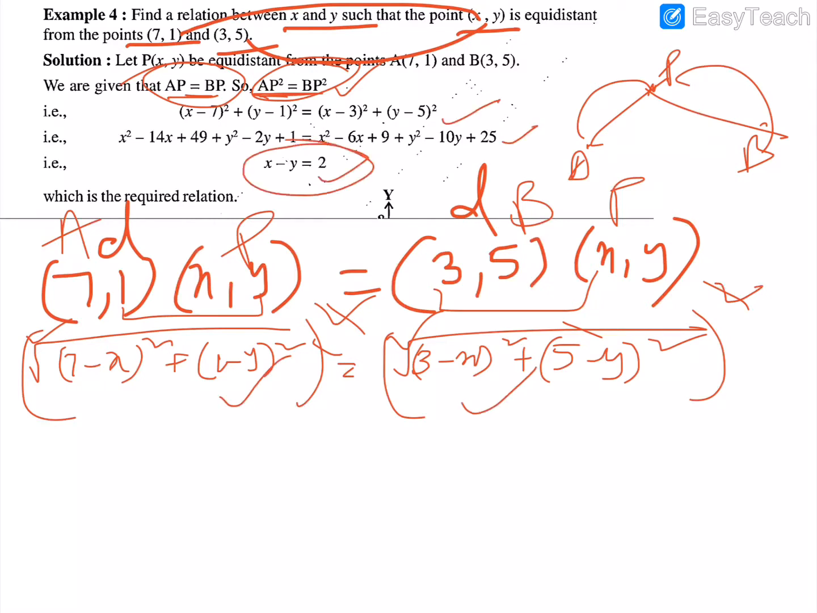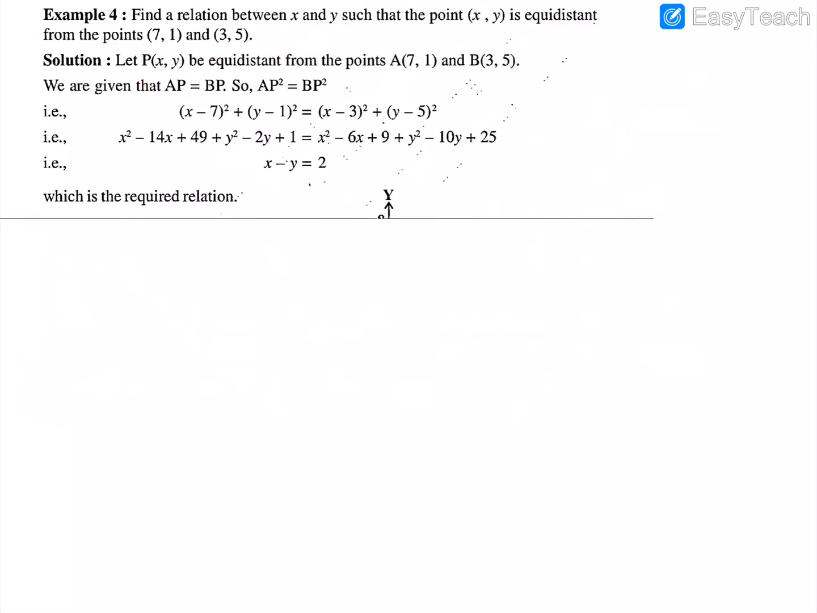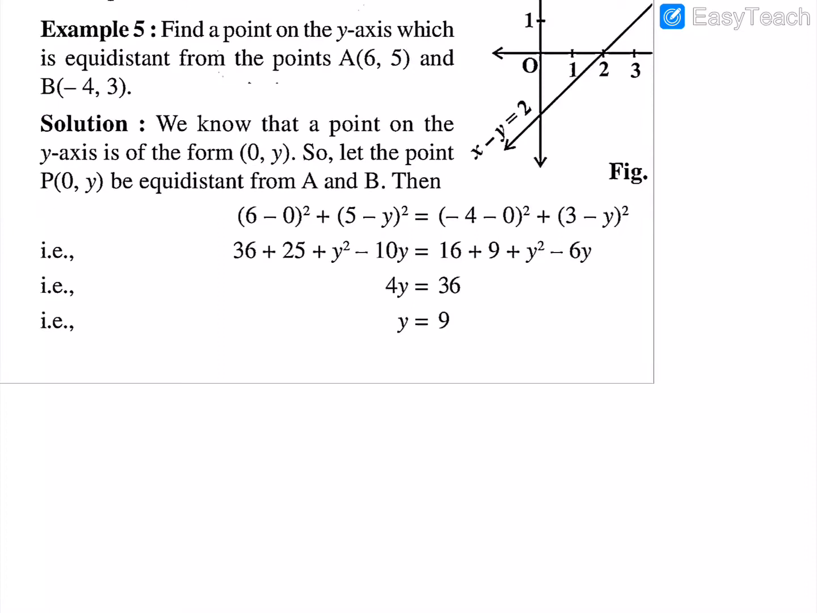And finally, because x square cancelled and y square cancelled, after simplification we got x minus y is equal to 2. So this is how we have created this. Just sit patiently and see, you will understand. Next question and final example.